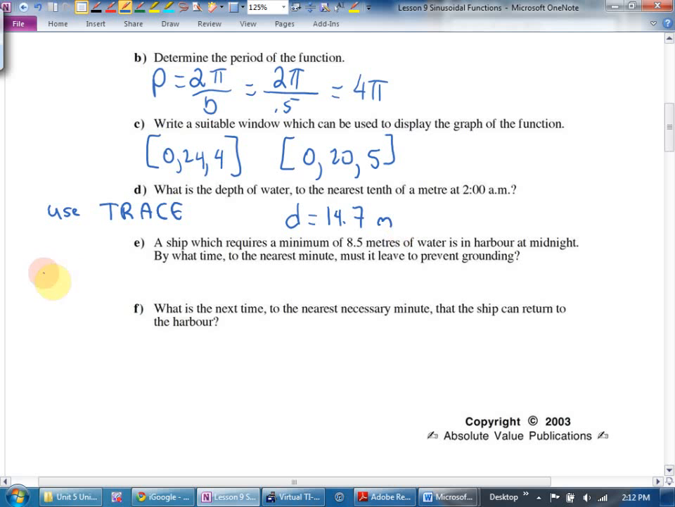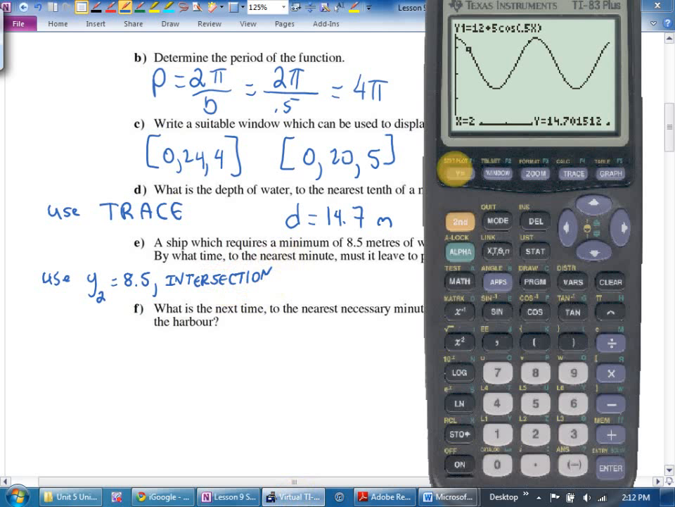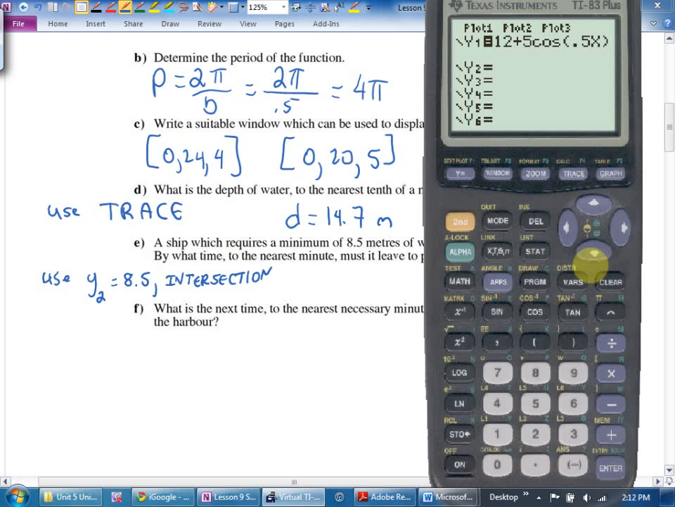8.5. Okay, so if they give you a Y value, we're going to use Y2 equals 8.5, and then we're going to find the intersection. If they give me a Y value, I go Y equals, and under Y2, I type in that Y value, 8.5, which is the depth of the water that we're interested in.